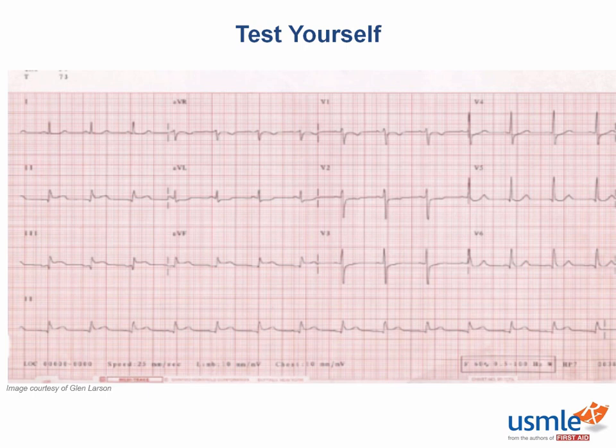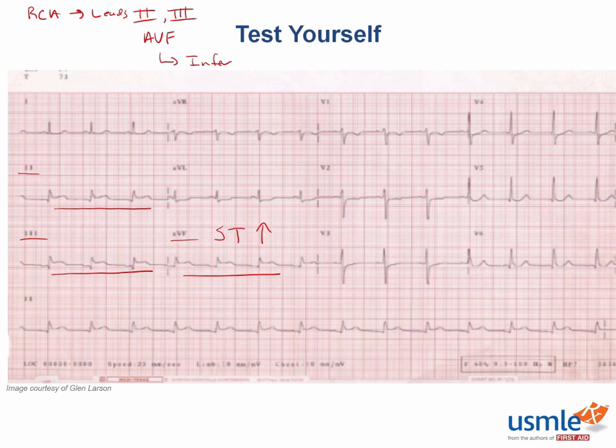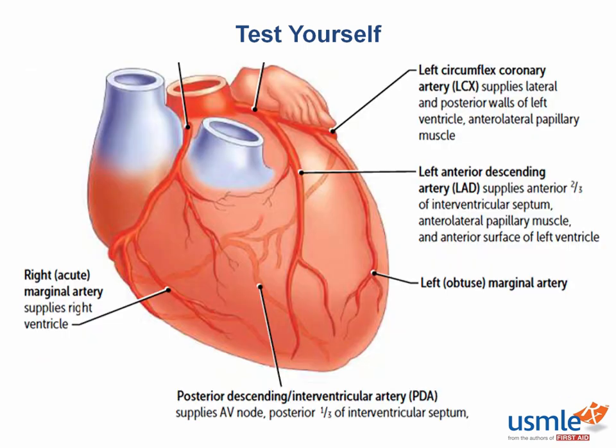So let's take a look at our ECG, and what do we see? Well, we see ST elevations in leads 2, 3, and AVF, and this is consistent with an inferior MI, which is supplied by the right coronary artery. Now the question states that the patient has a right dominant coronary vasculature, so we just need to remember what the right coronary artery supplies. And looking at our image here, we see that the right coronary artery gives rise to the right acute marginal artery, and in people who are right dominant, it gives rise to the posterior descending artery.